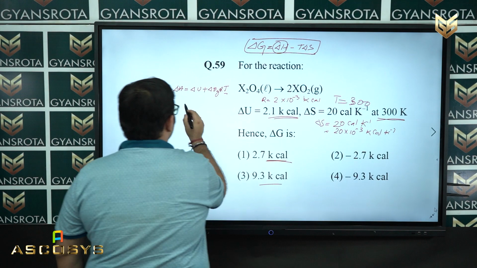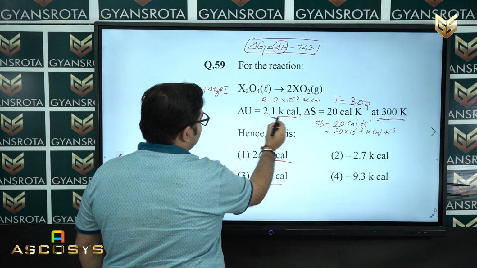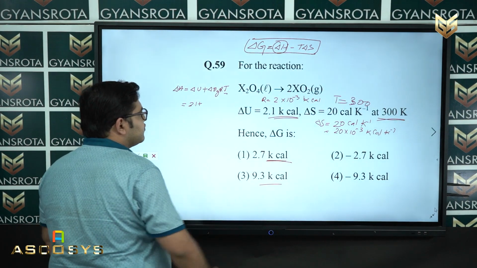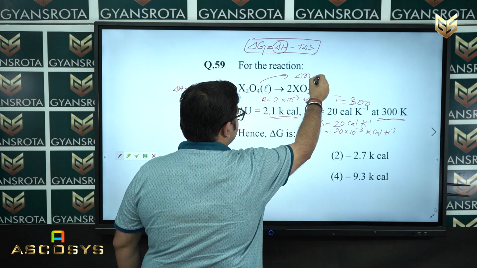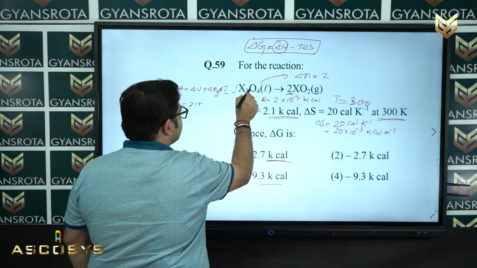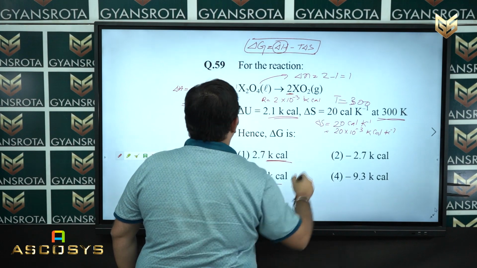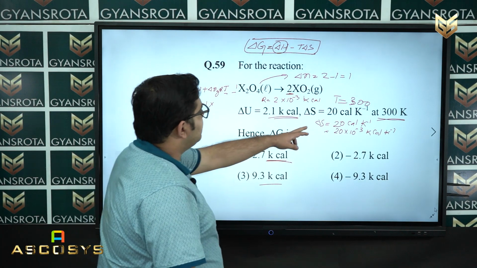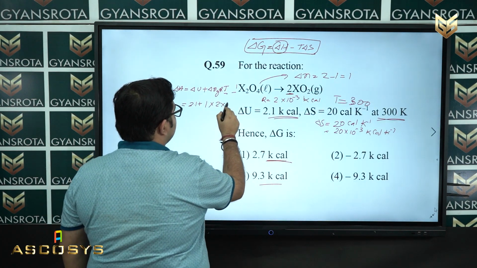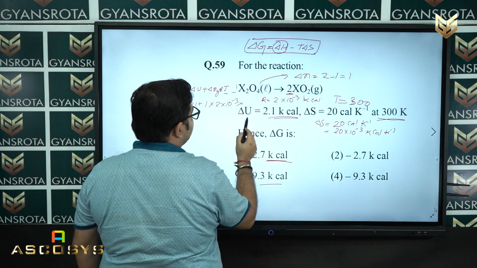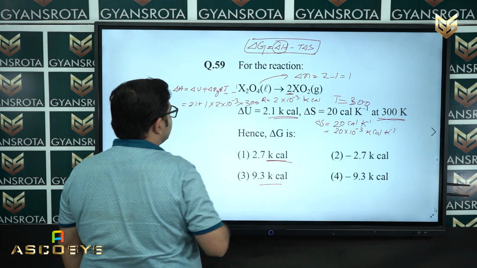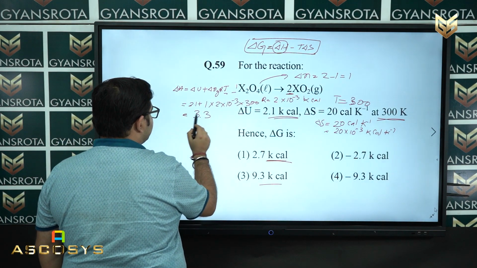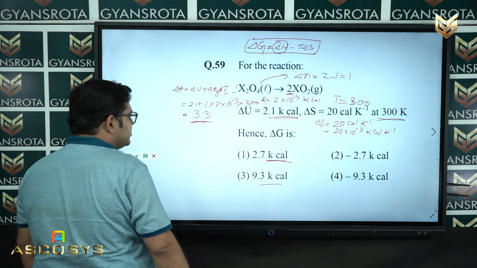Now, let us solve this problem. Delta U, what is the value? 2.1 kilocalorie. So, 2.1 plus delta Ng. Delta N for this reaction is equal to 2 minus 1, that is 1. So, delta N for this is 1. For R again we take 2 into 10 to the power minus 3, and temperature is 300 Kelvin. After solving this part, you obtain 3.3 as the value of delta H.